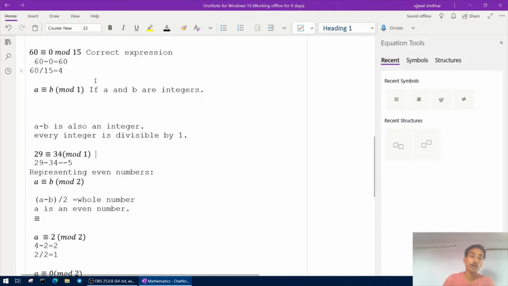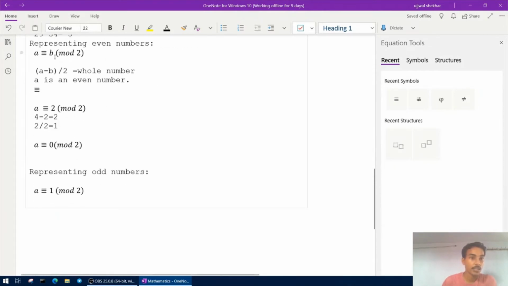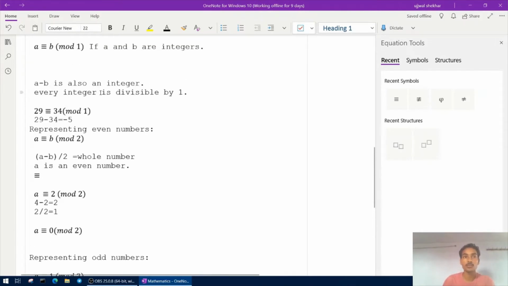So this is an expression you can remember: every time you are getting n as 1, this will be a correct expression, right? So how will we represent even numbers? The definition of even numbers is that the number should be divisible by 2. For division, that comes to n, right? So we will keep 2 as n, and check if a minus b is divisible by 2 or not.